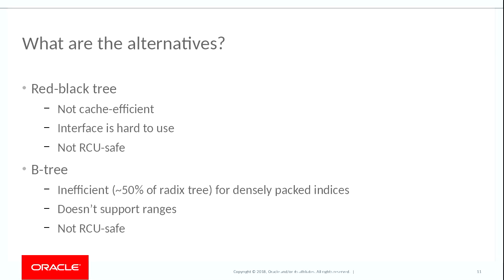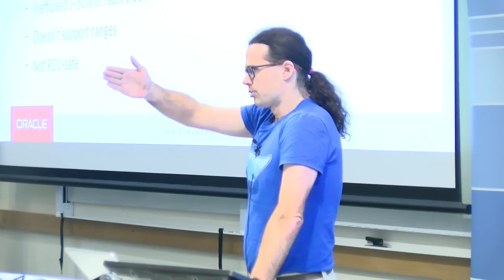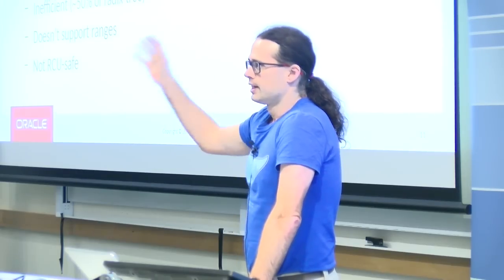It doesn't support ranges, and the whole point behind me starting to do the X-Array work and the other work I've been doing with the page cache is that we want to support huge pages in the page cache. And so what you want for huge pages in the page cache is to say anything between indexes 512 and 1023 gets the same pointer. And the B-tree doesn't support that. And the implementation inside the kernel isn't RCU safe. So I rapidly discarded using the B-tree code we already have.